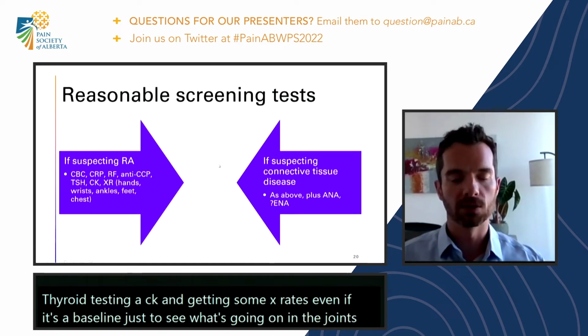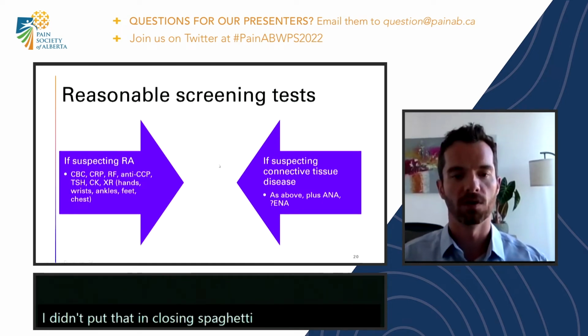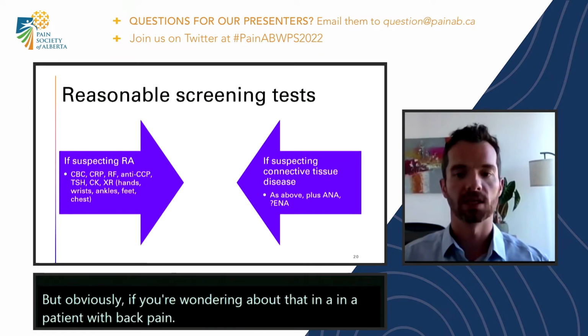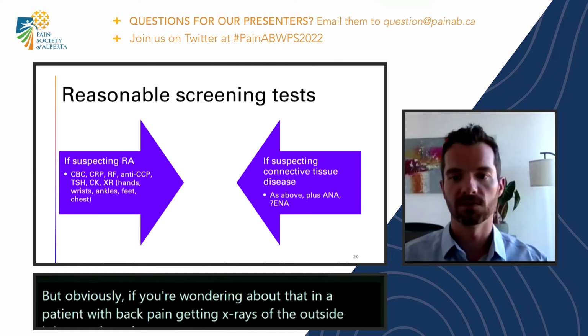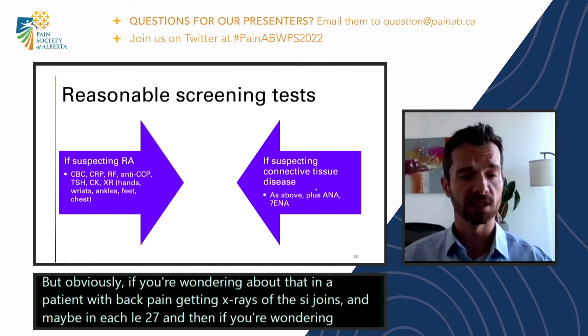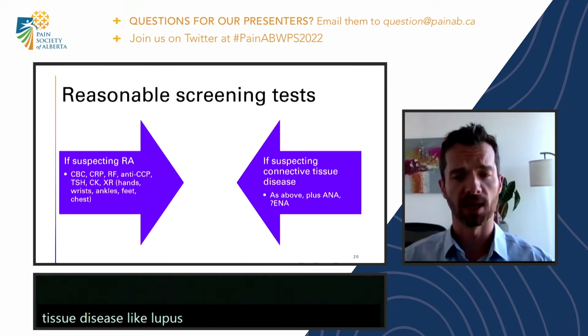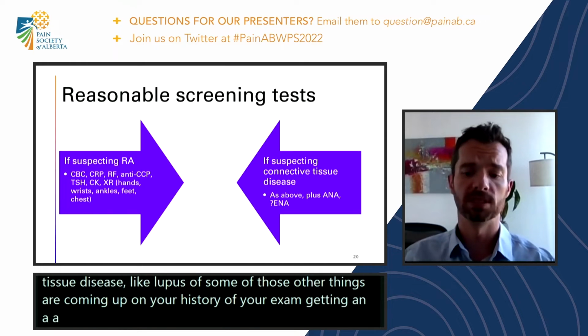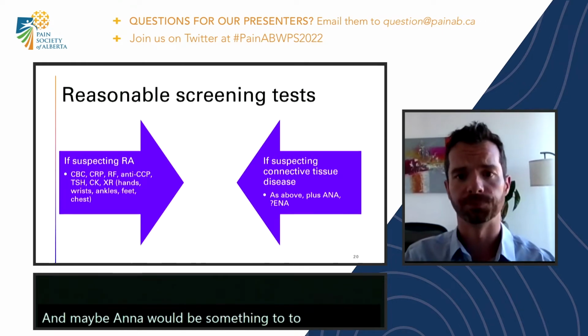I didn't put ankylosing spondylitis on here, but obviously if you're wondering about that in a patient with back pain, getting x-rays of the SI joints and maybe an HLA-B27. And then if you're wondering about connective tissue disease like lupus, if some of those other things are coming up on your history or your exam, getting an ANA and maybe an ENA would be something to look at as well.